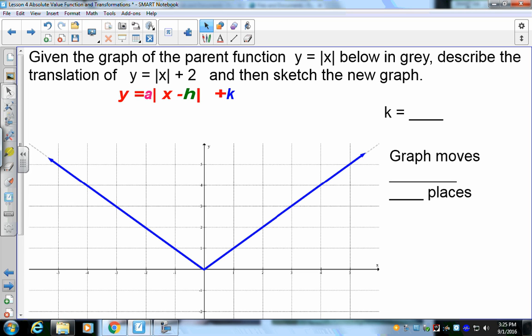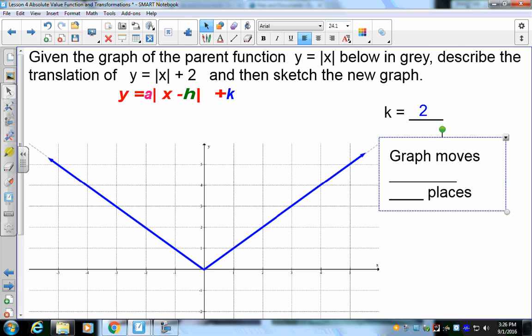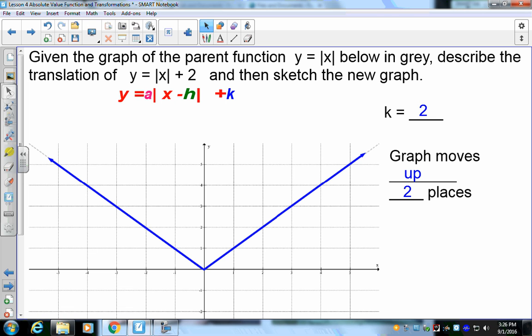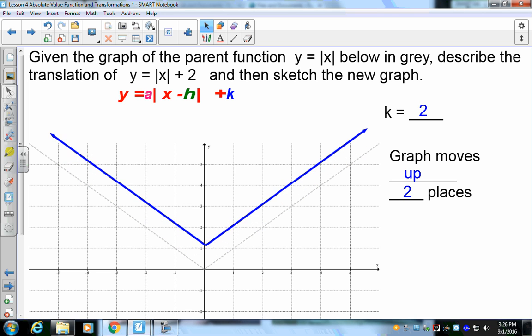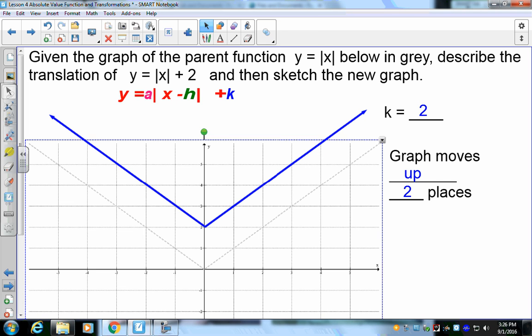All right, looking at this graph, y equals the absolute value of x plus 2. So my k value is 2. It's on the outside. So that means my graph is going to be moving up because when it's on the outside, we move in the expected direction. So I'm moving up 2 places. So I can take this graph, no sideways movement. I just move it up 2.